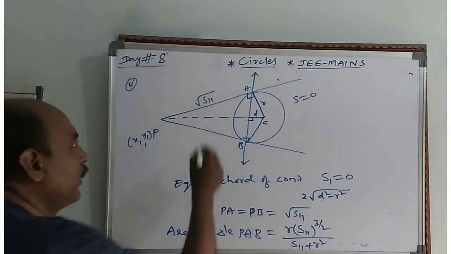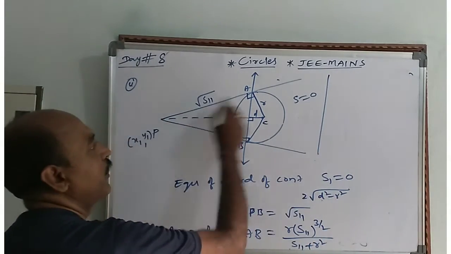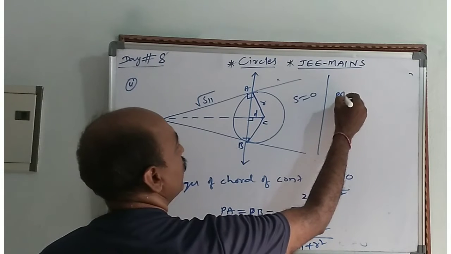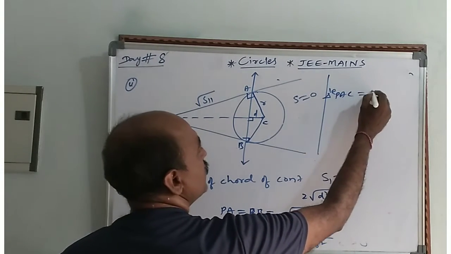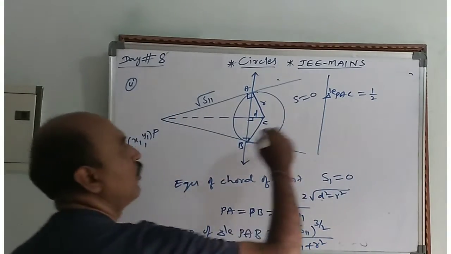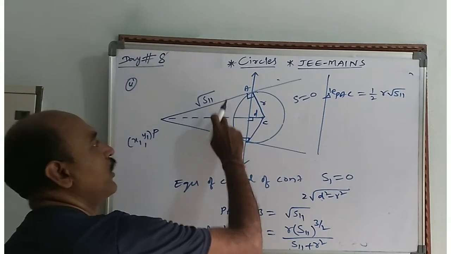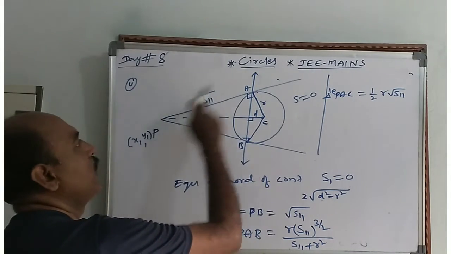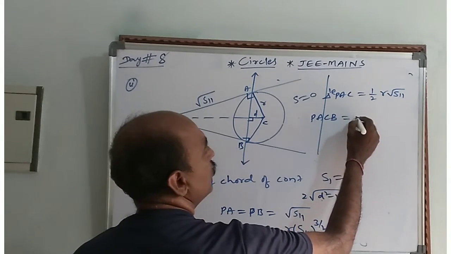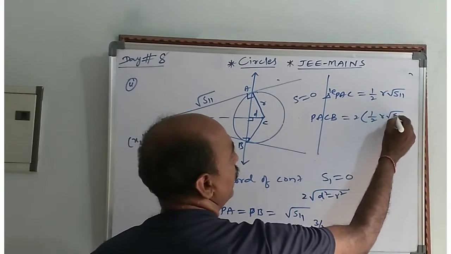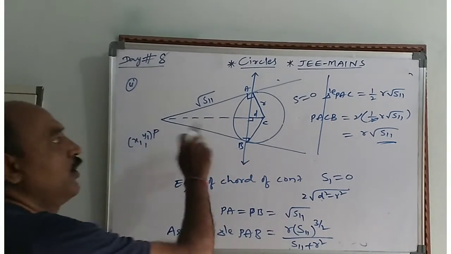Next, the area of the triangle. Considering the right angled triangles, the area of triangle PAC is equal to half base into height. So half base into height means R into root of S11. So these are 2 right angled triangles. The area of the quadrilateral PACB is equal to 2 into the right angled triangle, so R into root S11. This is the area of the quadrilateral.